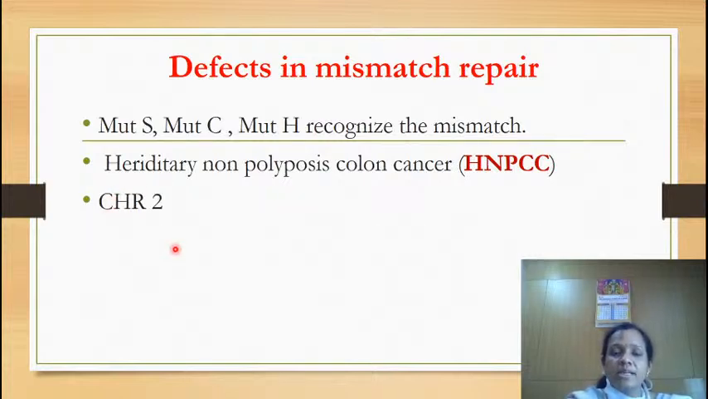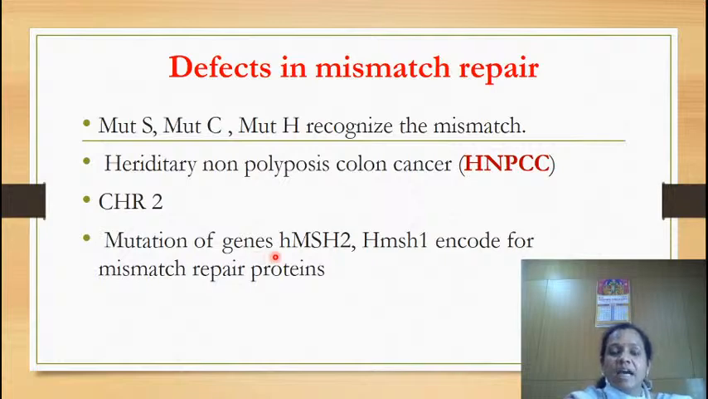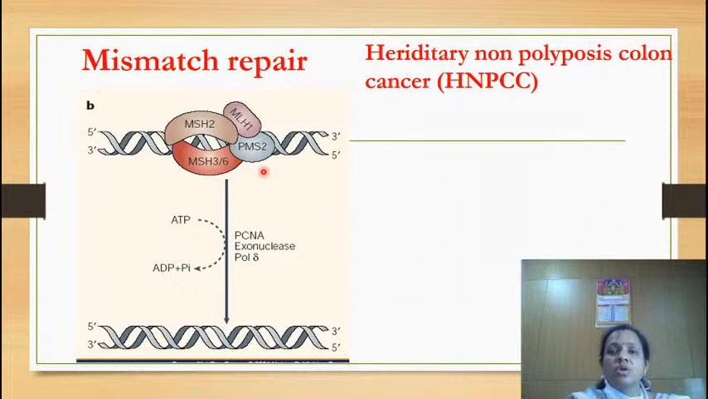And this results when there is mutation of genes. They are named as hMSH2, hMSH1. So MSH1 and MSH2 genes code for the proteins that help in the repair mechanism. Now whenever there is mutation of these two genes, the protein that repairs is not synthesized. As a result, it will lead to a cancer called hereditary non-polyposis colon cancer.